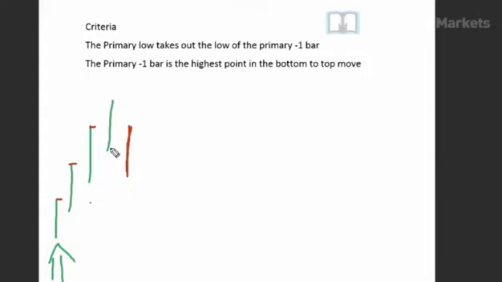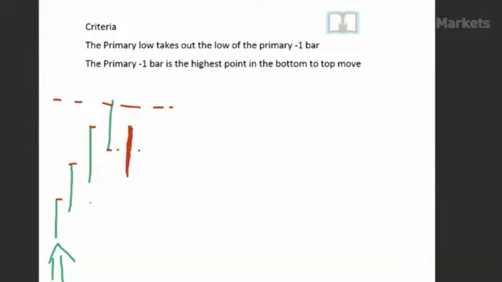Now, how does a primary bar form? First, we have to look at whether the low of the primary -1 bar gets taken out by this bar. Yes, the low did get taken out. The second criteria is the primary -1 bar. Again, this bar is the highest point in the entire bottom to top move. Yes, that is so as well. So in this case, this is indeed a primary bar.